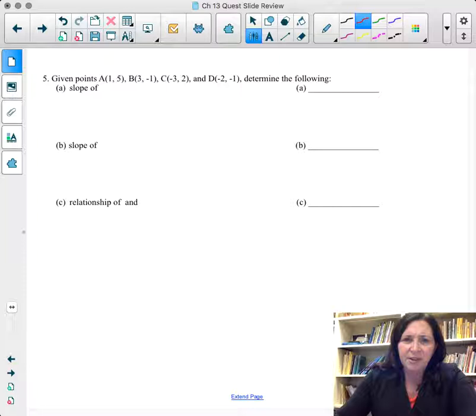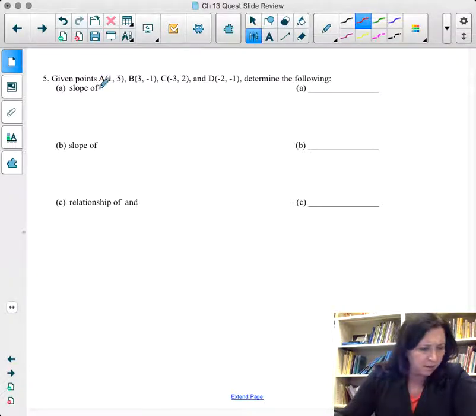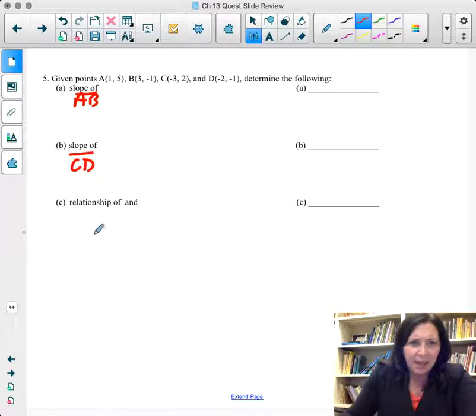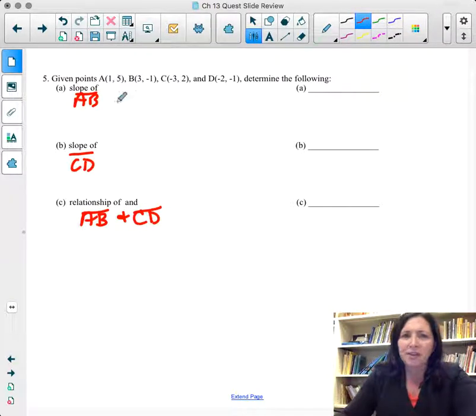Next problem says, given these points, determine the following. A slope. Okay, so this one, that didn't give me a value. So this is, for the first one, we wanted the slope of segment AB. The second one, we wanted the slope of segment CD. And I know, see, there's no words here. The relationship of AB and CD. They want the relationship. So what we need to do is to find the slopes of both of these first.